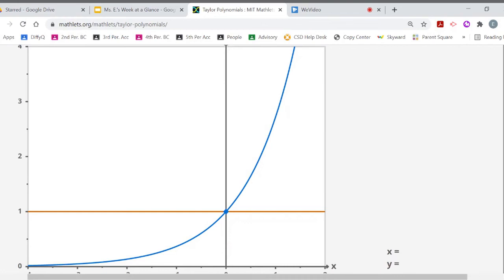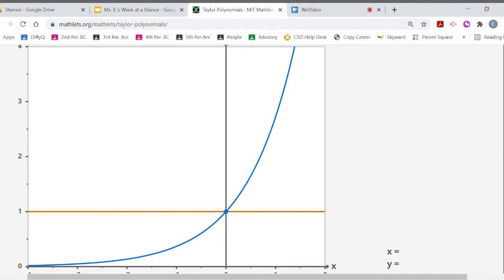Section 8.7 is called Taylor polynomials. The goal for this lesson is for you to be able to model transcendental functions with polynomial functions. The idea behind this is that in certain situations, we can only use algebraic operations like addition, subtraction, multiplication, and division, and polynomials are simple functions that operate on those four operations.